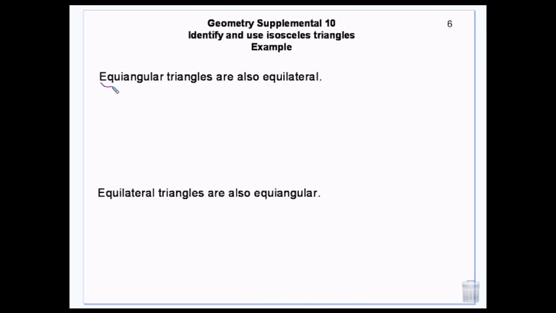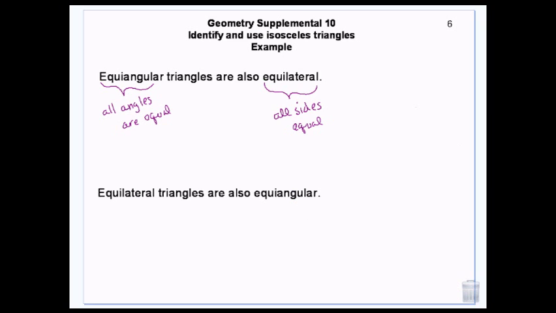Equiangular. Equiangular means all the angles are equal. Equiangular triangles are also equilateral. So if you have all the angles equal, that means all the sides are equal. And then vice versa, if all the sides are equal, then all the angles are equal.